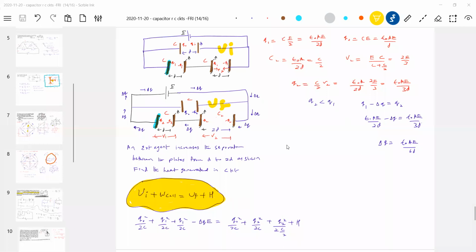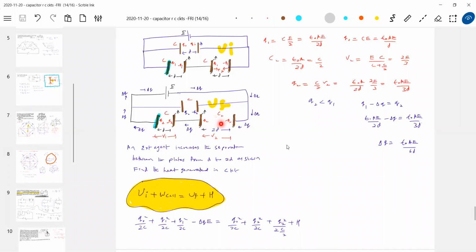Work done by the external agent must be there. We can't rule it out. So I need some correction. But how to calculate work done by the external agent? Is there any formula? Work done by the external agent should be equal to work done plus delta U. See, he will do some work, and now what happened? He will do work to increase the separation from d to 2d.